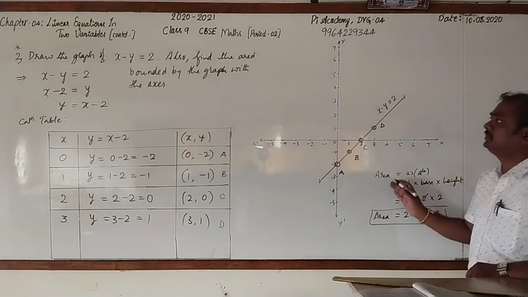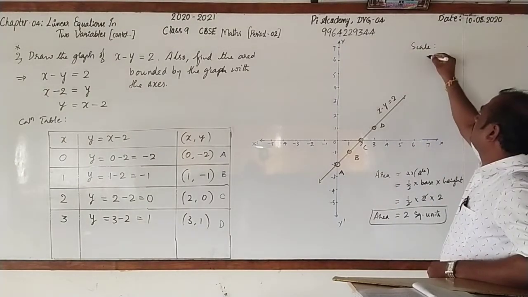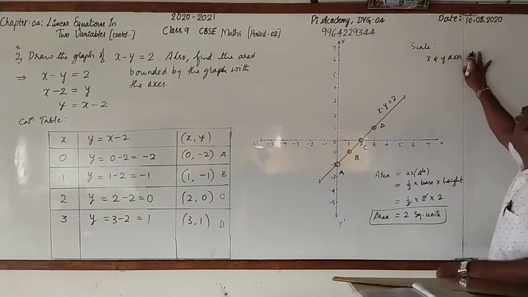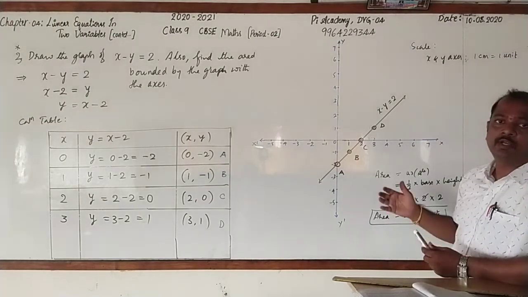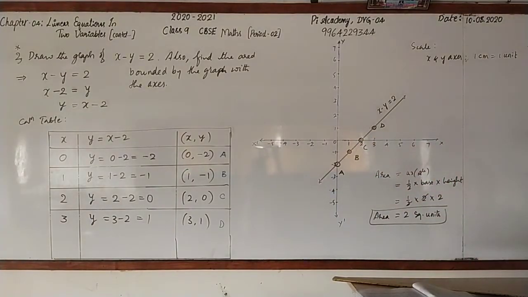Clear? Then without fail you have to write the scale at the top of the right corner. So in both x and y axis, 1 centimeter is to be taken as 1 unit. Hope that you might have completed with me. If not, write it neatly.